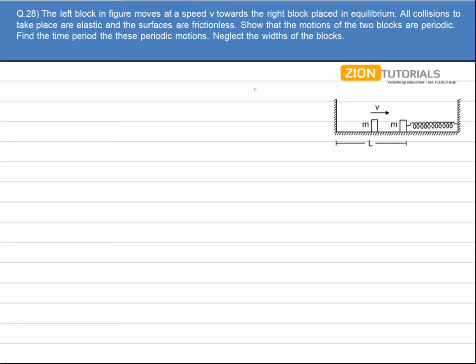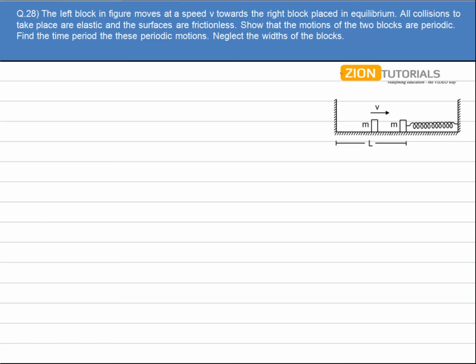The left block in the figure moves at a speed v towards the right block placed in equilibrium. All collisions that take place are elastic and the surfaces are frictionless. Show that the motion of the two blocks is periodic. Find the time period of this periodic motion. Fine. Now I'll tell you what is happening.